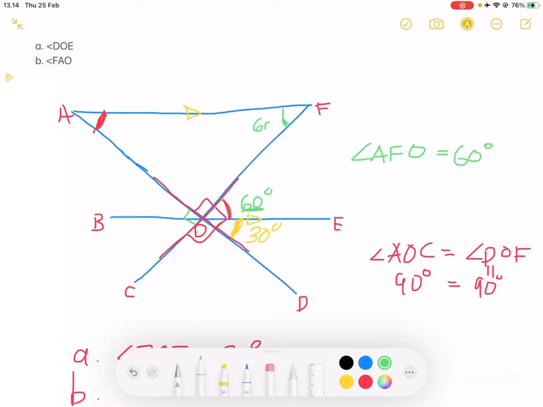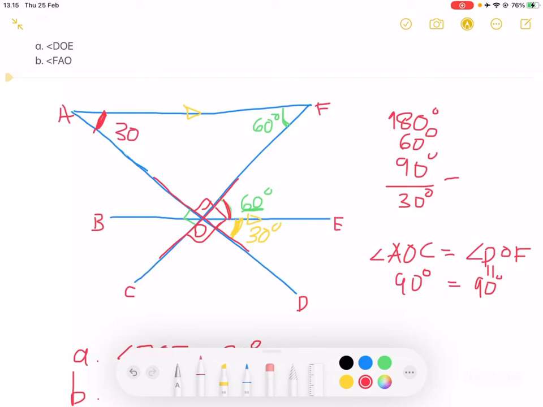So that is another clue for this. And since we know that AOF is a triangle, and the sum of all interior angles in a triangle is 180 degrees, you can find FAO. So this simply becomes 180 degrees minus 60 degrees minus 90 degrees, which is the right angle right here. And calculating this is equal to 360 degrees, which is our answer for part B.